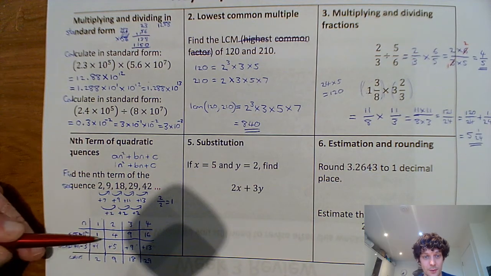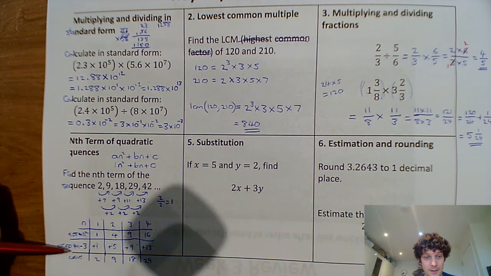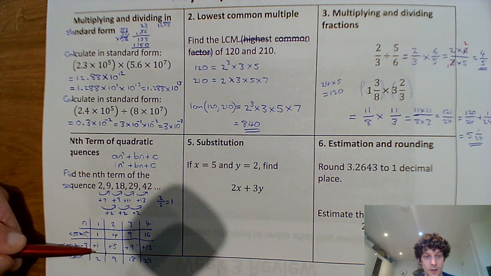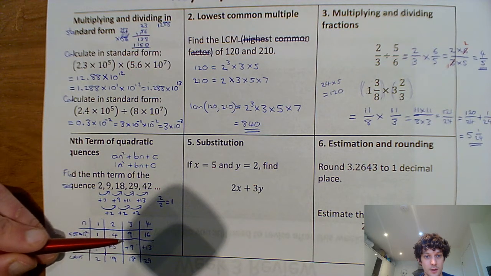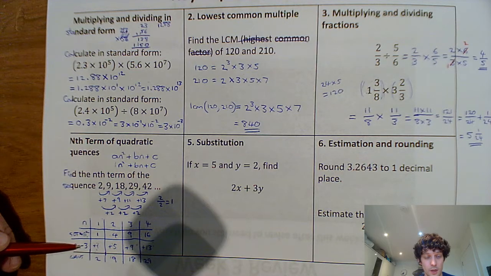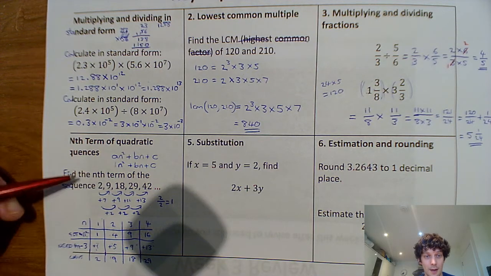So I have the sequence n squared. If I add the sequence 4n minus 3, I get the sequence that I want. Adding these two gets me the sequence that I want. So I need to add these two expressions together to get my nth term.